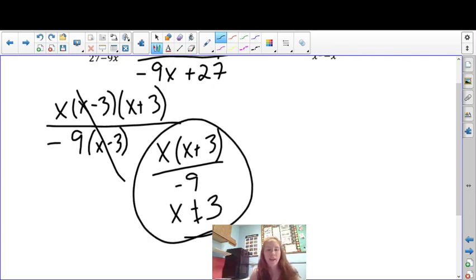Okay, so you should get x times x plus 3 on the top divided by negative 9. And your restriction is x can't be 3.